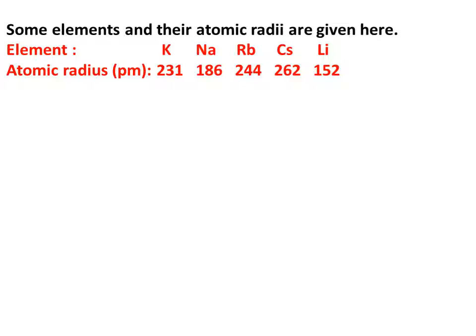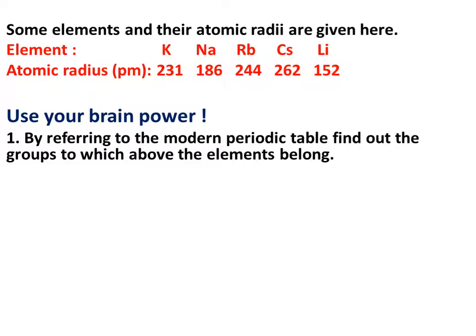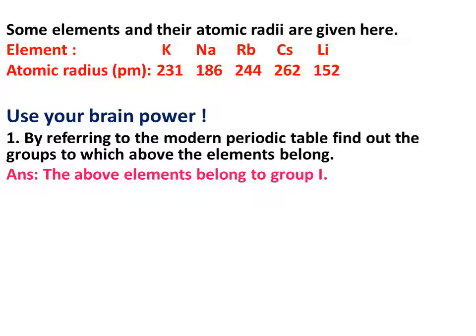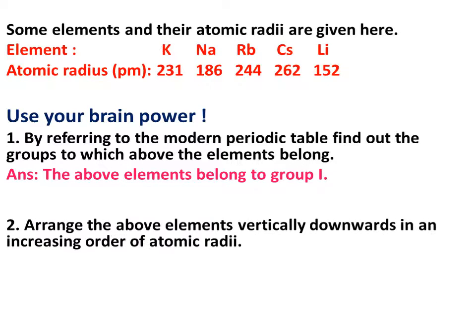Some elements and their atomic radii are given here. Elements and atomic radius: potassium 231, sodium 186, rubidium 244, cesium 262 and lithium 152. Use your brain power. By referring to the modern periodic table, find out the groups to which the above elements belong. Yes, the above elements belong to group 1.